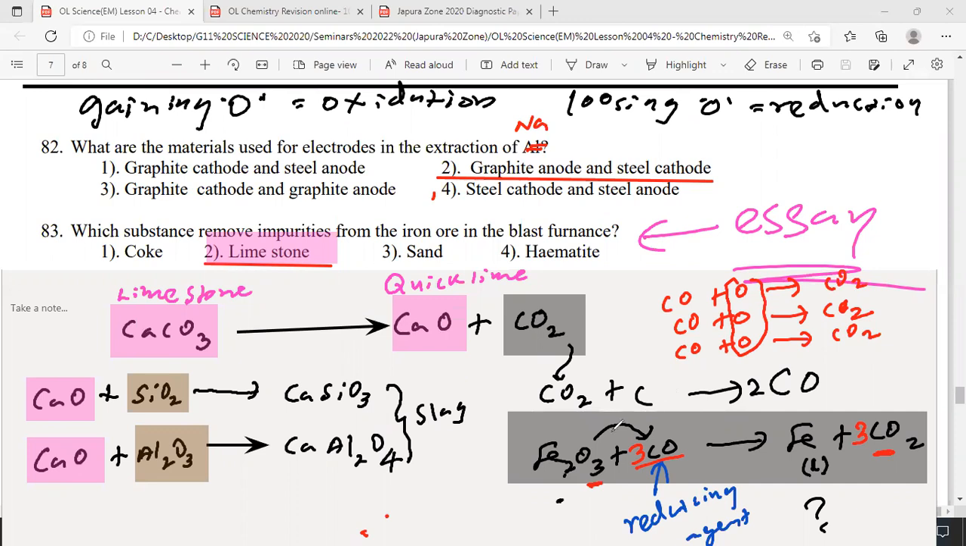Therefore, I don't want you to memorize these things. You can remember all this logically. So, no need to memorize everything one by one.